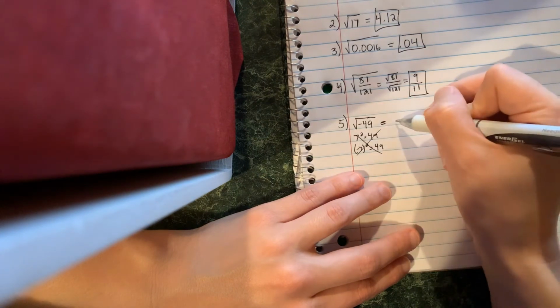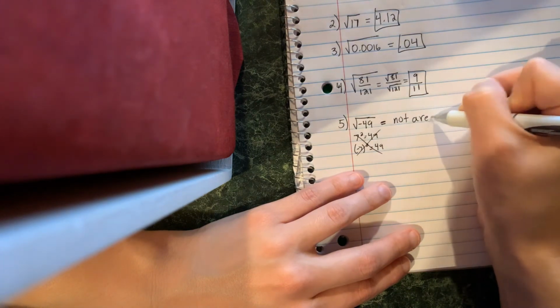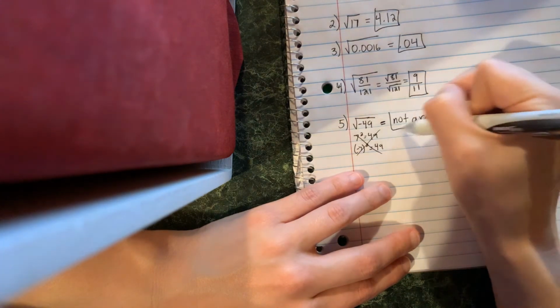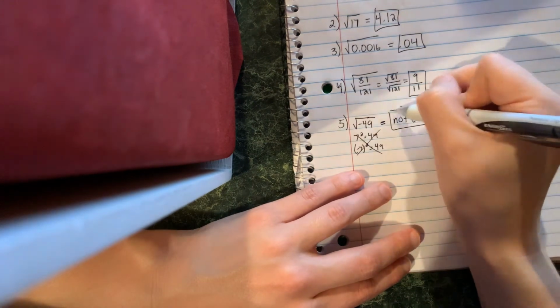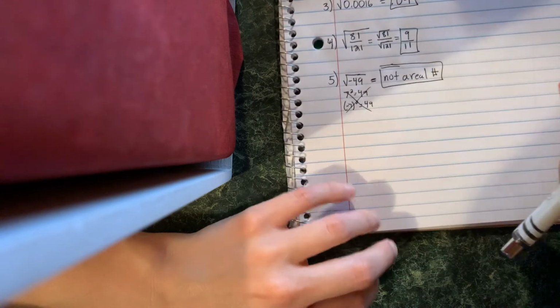So none of these would end up working to get that negative 49. So for this, there's a button that says not a real number. You would click on that button and say that this is not a real number. We won't have any cases where we deal with anything that has that negative in it. Okay, you'll just say not a real number.